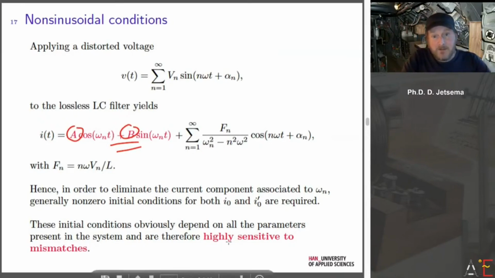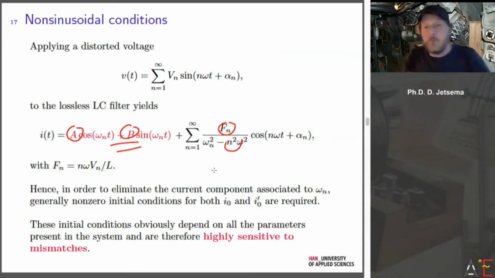So that will be highly sensitive to mismatches, and you can understand that in order to solve for A and B, you need all the information contained over here. The initial conditions will depend on all the amplitudes of the voltages, on the frequencies, on all the stuff. So that is very highly sensitive to mismatches again.